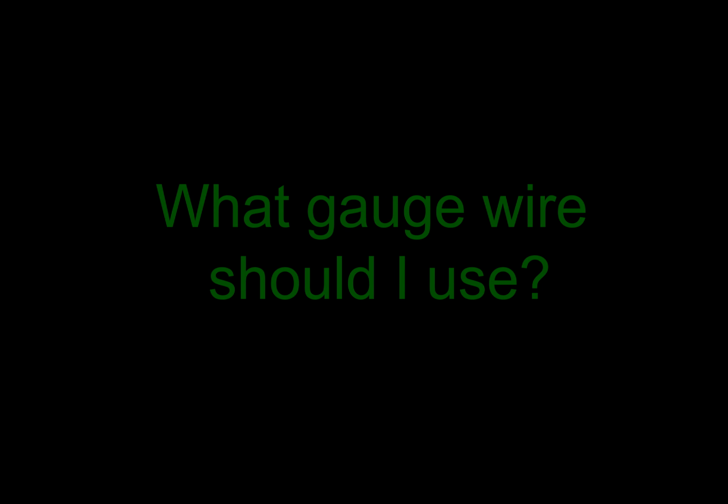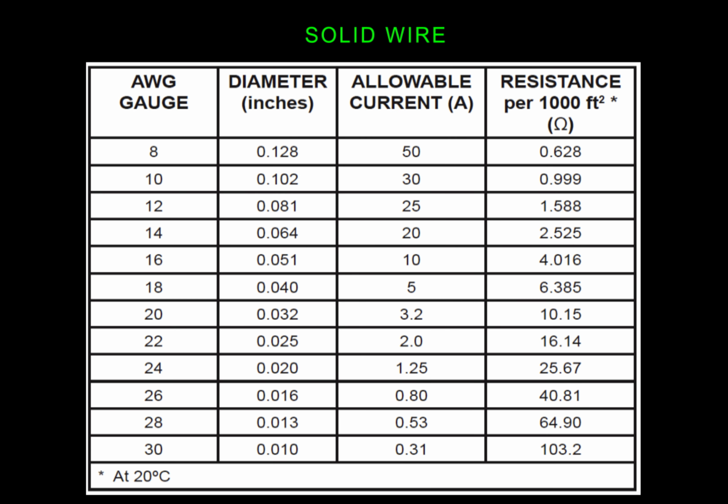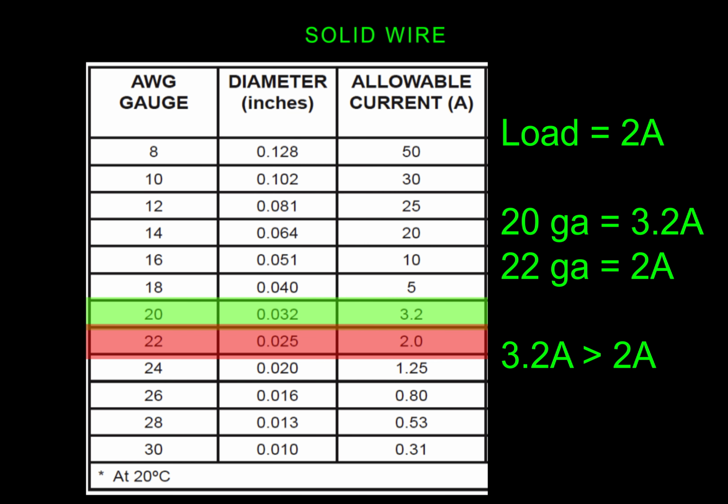What gauge wire should I use? The gauge determines the current carrying capacity and needs to exceed the specification of the load. For example, this table shows some standard gauges and carrying capacities. A 20 gauge wire, not a 22 gauge wire, would be required for a load of 2 amps. This is because the 20 gauge wire allows a 3.2 amp current, which exceeds the 2 amp requirement.